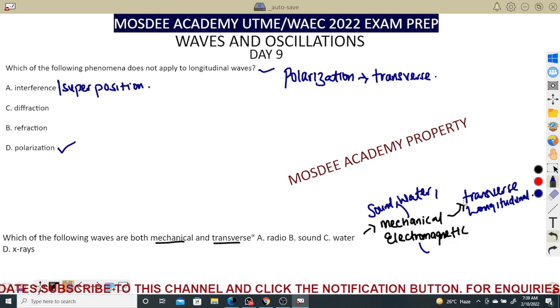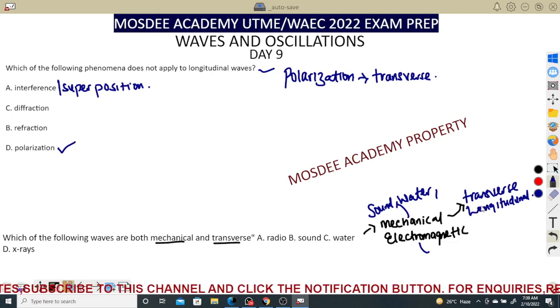Now when you divide them into transverse, that is based on their mode of propagation, their direction of travel. Transverse waves are those that travel perpendicular to the direction of travel. A very good example is water. Water is transverse.